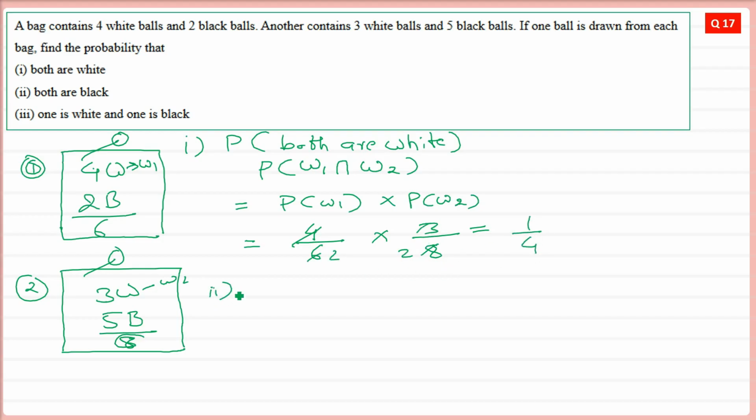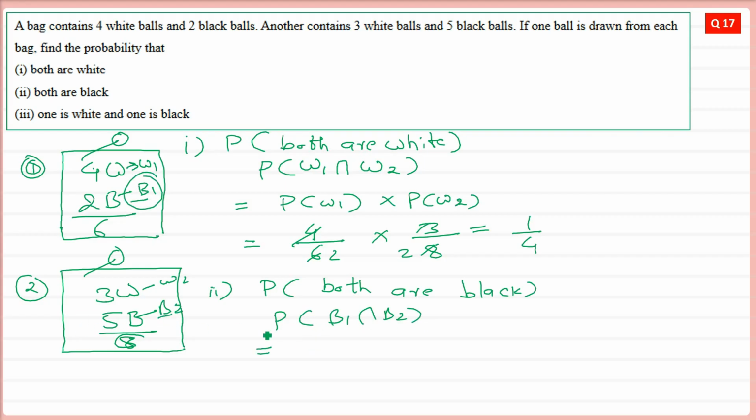Now coming to the second one, both are black. Same thing here. Both are white, both are black. The concept remains the same. Only the probability values will change. So this is B1 coming from the first bag and B2 coming from the second bag. So the probability of B1 intersection B2 we need to compute. Now this probability can be written as the probability of B1 multiplied by the probability of B2. This is because they are certainly independent events. Now the denominator remains the same.